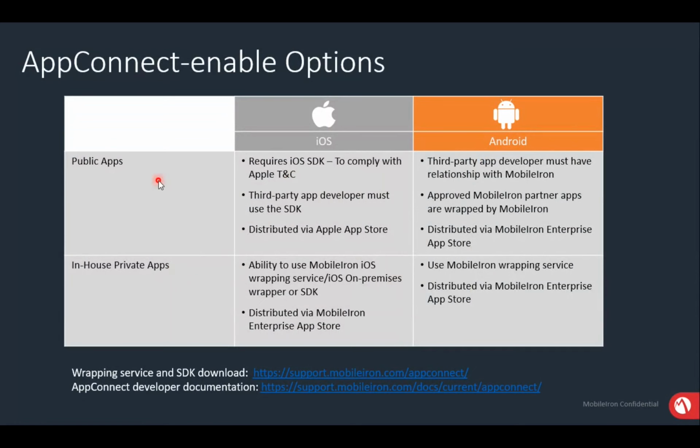So these are the differences between a public app and an in-house private app. Public apps, for example, Facebook, WhatsApp, LinkedIn, those are all public apps. We cannot enable AppConnect on the publicly available apps. We can only enable AppConnect on the in-house private app. For example, if you have a public app like Microsoft Outlook and you have an on-prem Exchange server, how you make that connection from the Outlook app to your backend server, that we'll see in the coming slides.